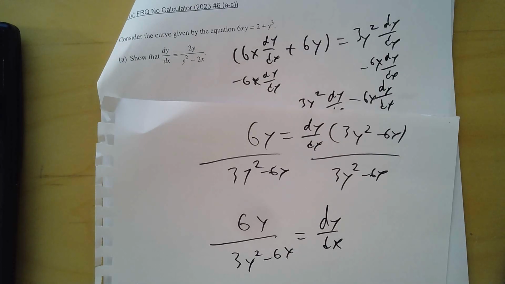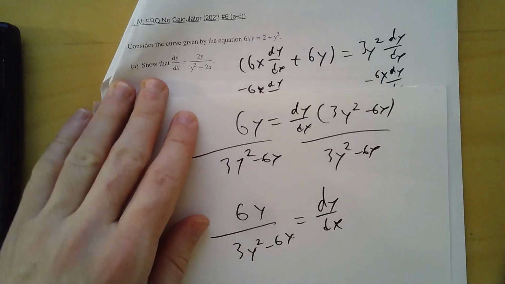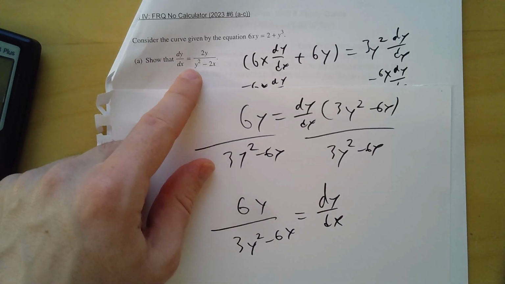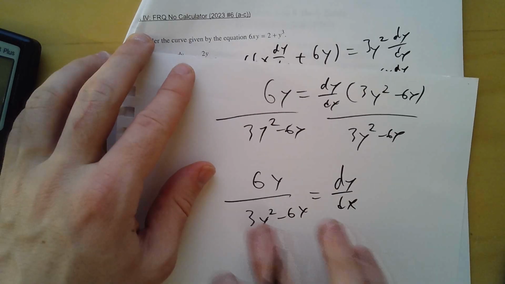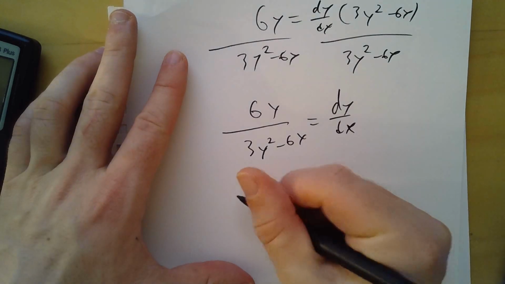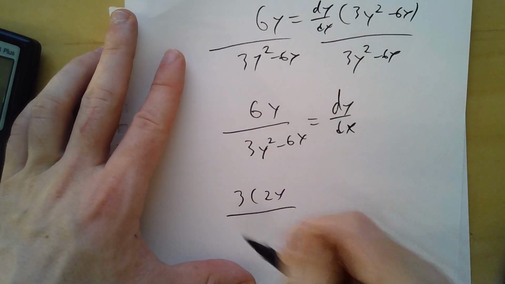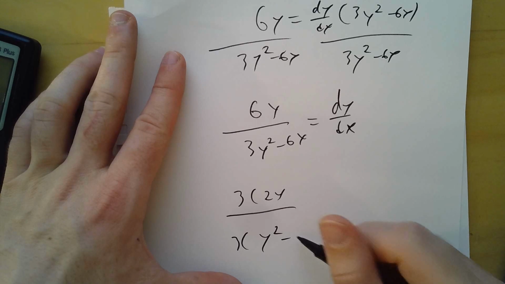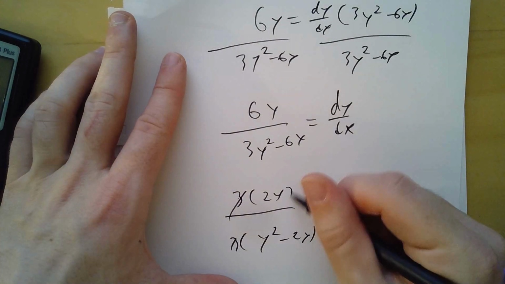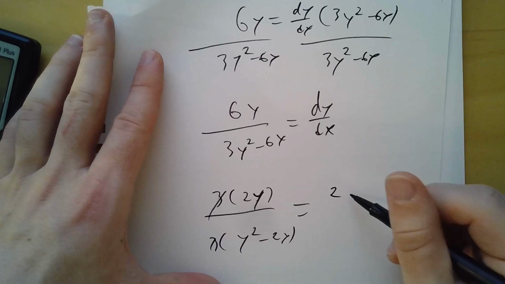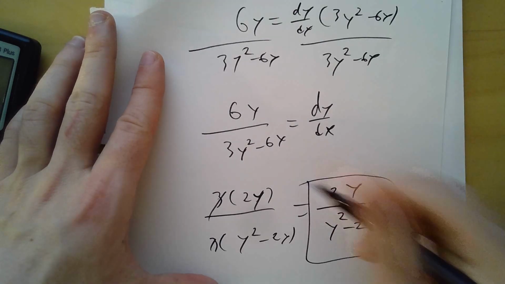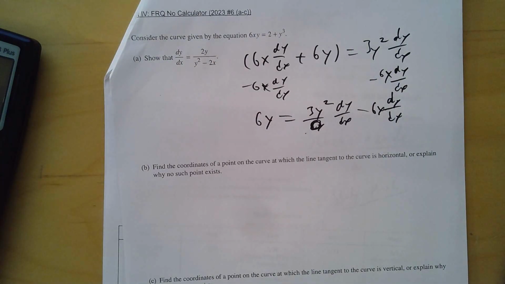Notice that that doesn't quite match what we want, right? We want 2y over y squared minus 2x. So if you notice here, we got some common factors. 3 goes in everything. So we can simplify this by taking out a 3. So it's 3 times 2y over 3y squared minus 2x. So your answer is just 2y over y squared minus 2x, confirmed. Okay, so that would be getting you the 2 points.